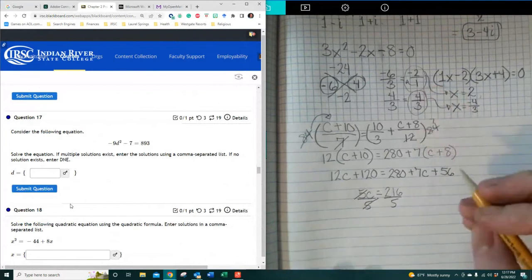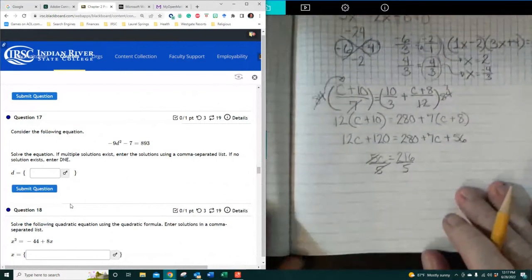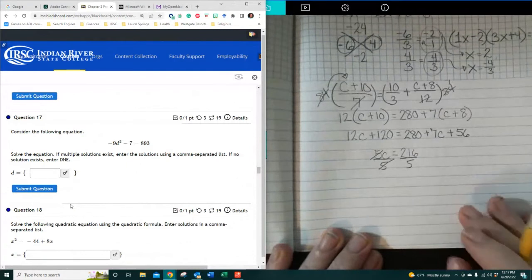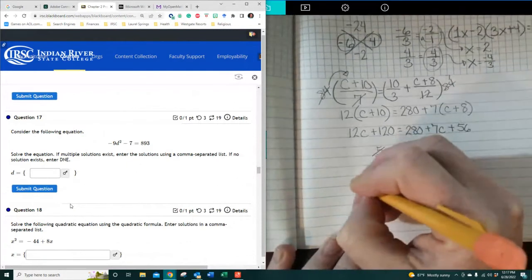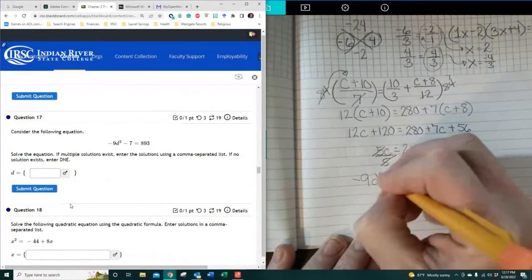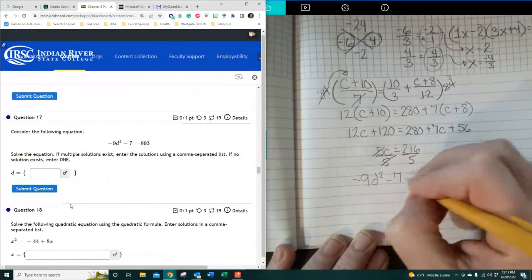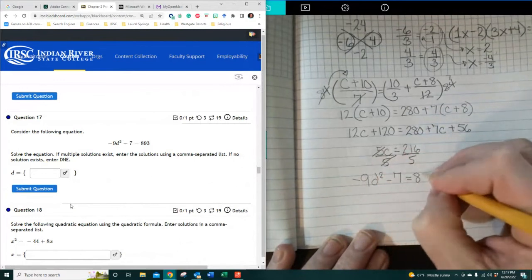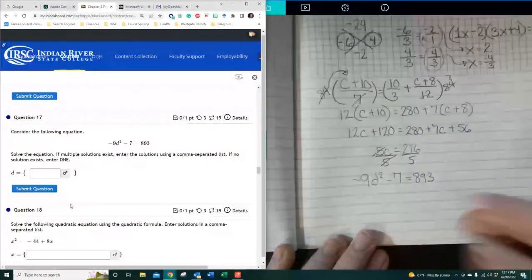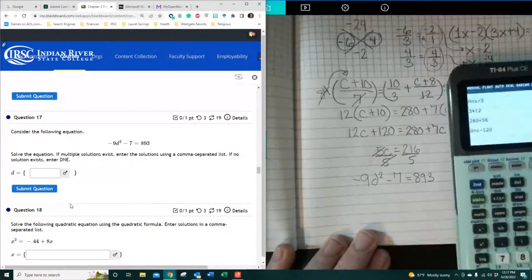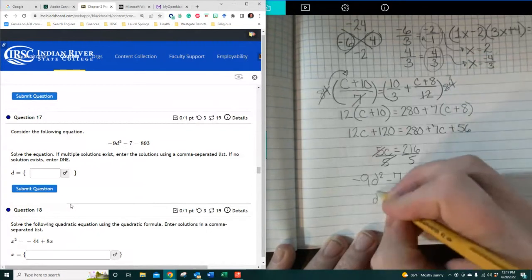Solve the equation. If multiple solutions exist, enter the solutions using a comma separated list. So let's take a look at this one. So we have 9d squared, negative 7. And so we know we're adding 7, so let's simply take the 893, add 7 to it, and then divide it by negative 9. And you get this so far.